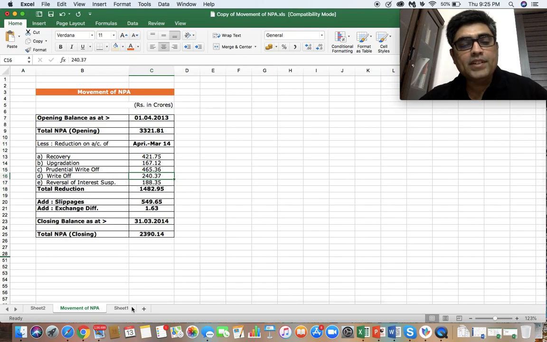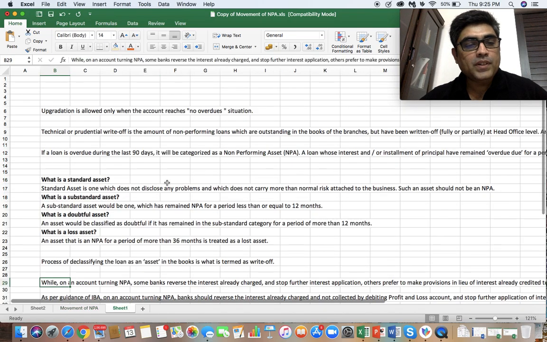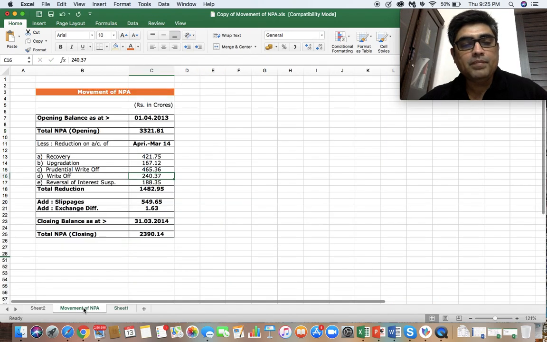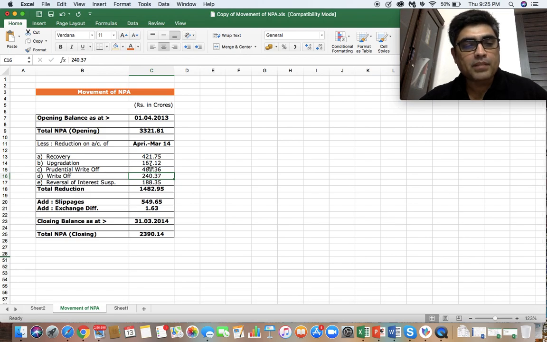Then comes prudential write-off. Prudential write-off is what? Technical or prudential write-off is the amount of non-performing loans which are outstanding in the books of the branches but have been written off fully or partially at head office level. The amount of technical write-off should be certified by statutory auditors. So this is what is known as prudential write-off, and this is when it is mentioned over here as a reduction in the NPA amount, right?